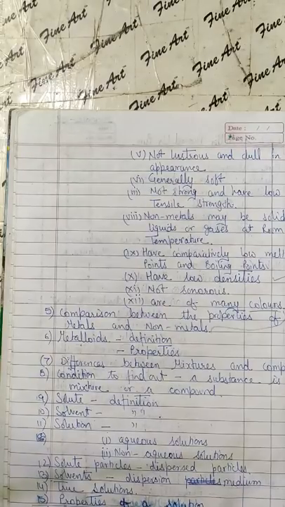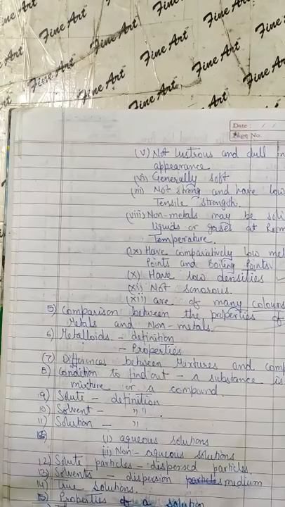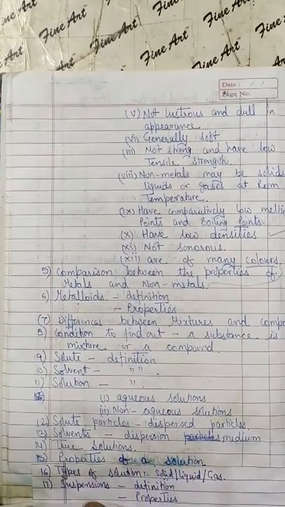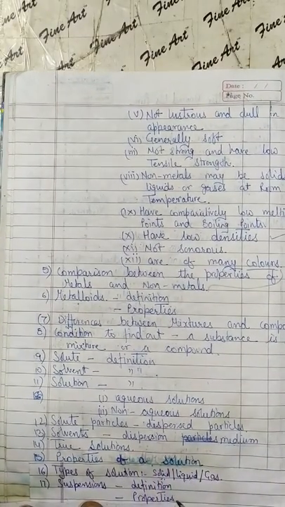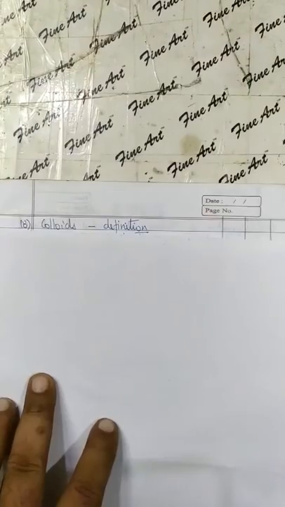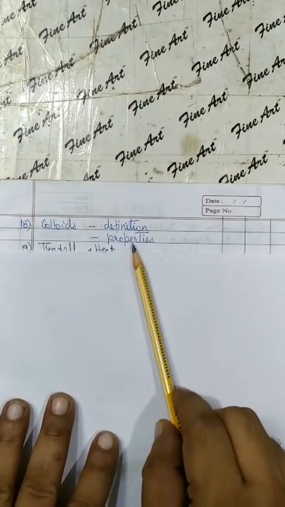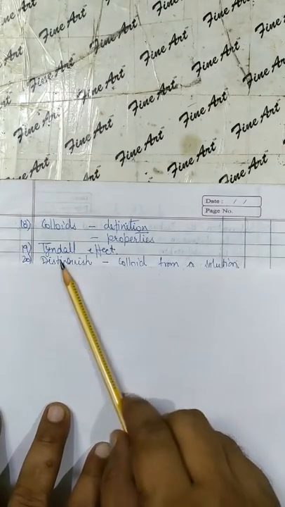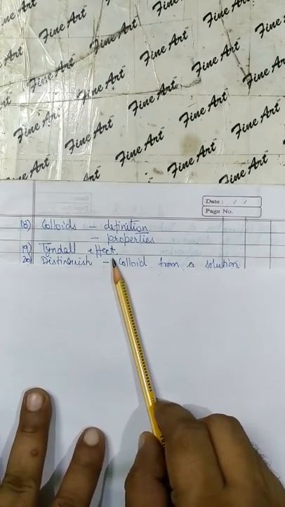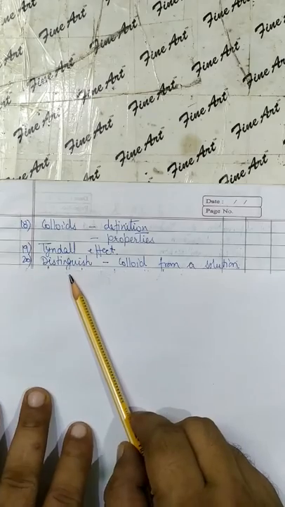Okay, now there come suspensions. So we should know the definition of suspensions. Then we should know the properties of the suspension, right? I think it is visible now, the properties of the suspensions. Then next come colloids. We should know the definition of colloids and the properties of colloids. Then comes the Tyndall effect. We should also know what the Tyndall effect is and how it works.